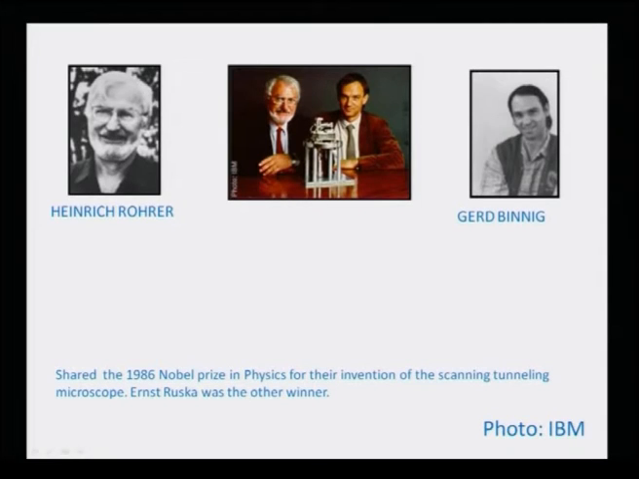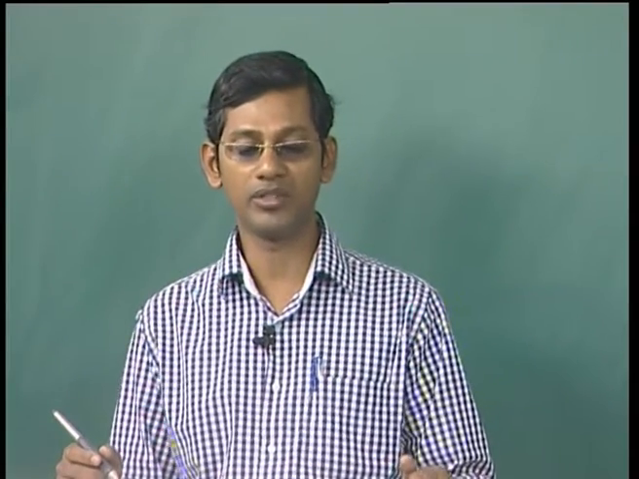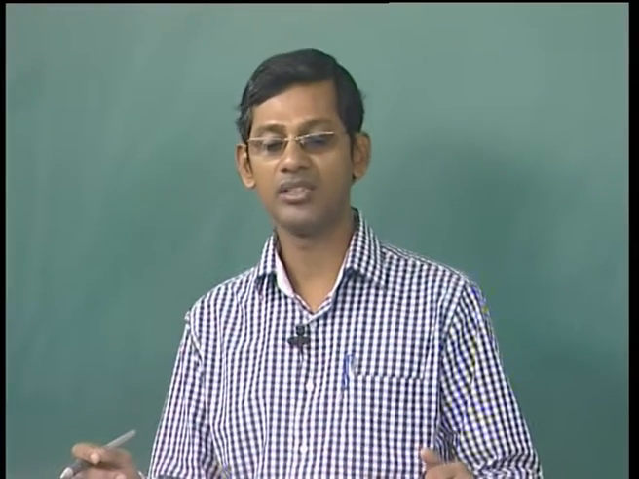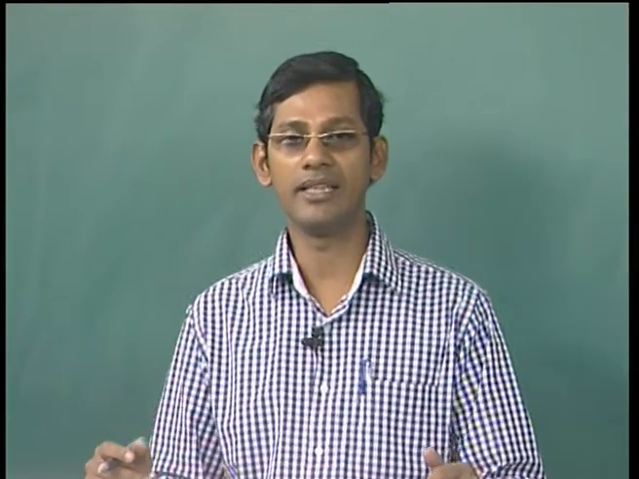It was discovered quite some time back, about 30 years ago, by two scientists, Heinrich Rohrer and Binnig, at the IBM labs in the US. And for this discovery, a few years later, they got the Nobel Prize in 1986, along with another stalwart in microscopic techniques, Ernst Ruska. Ruska actually pioneered the discovery of transmission electron microscopy. So, he, along with these two scientists, received the Nobel Prize in 1986. The central figure shows the machine which these two scientists made at the IBM labs.